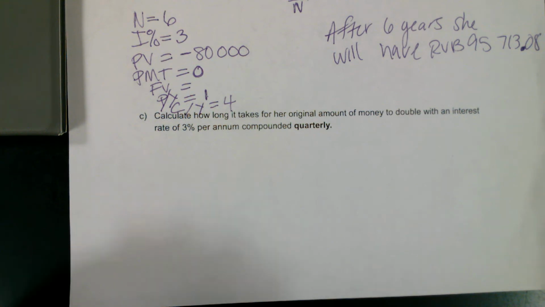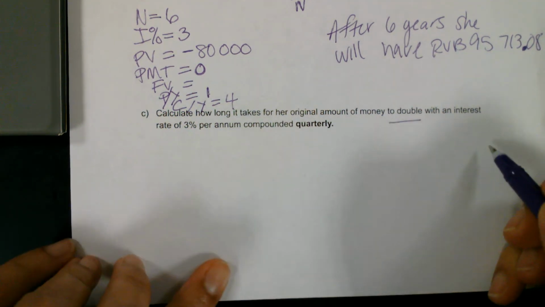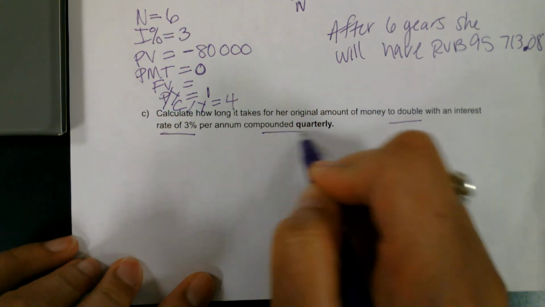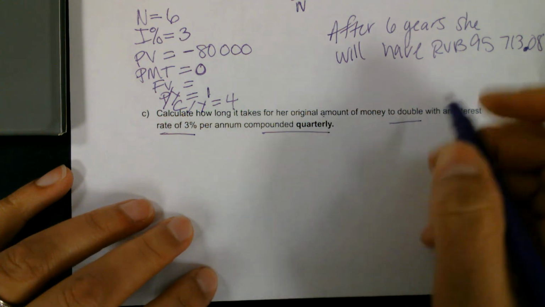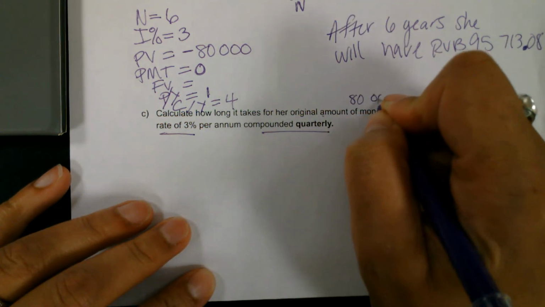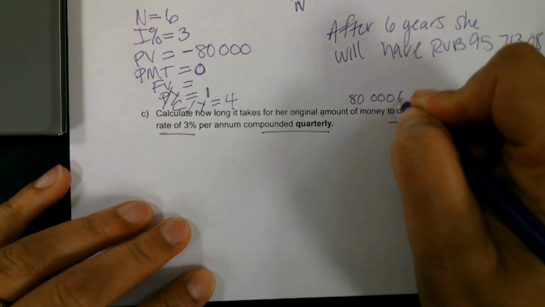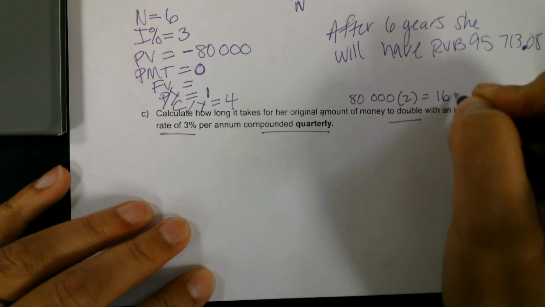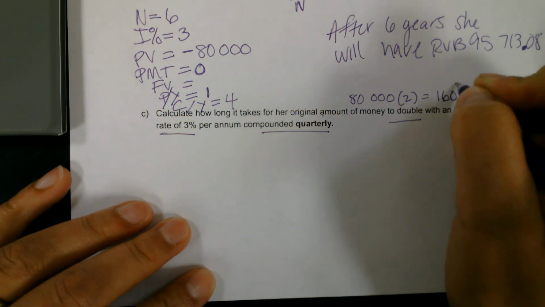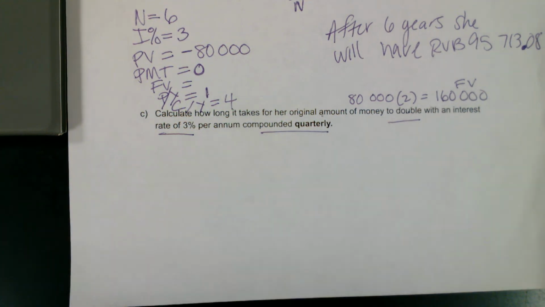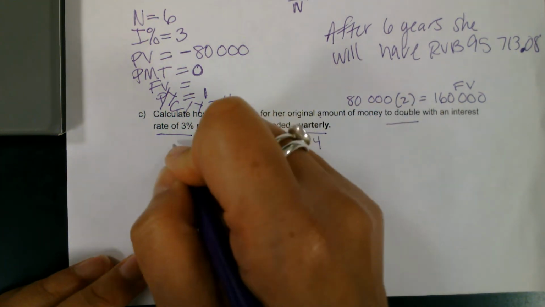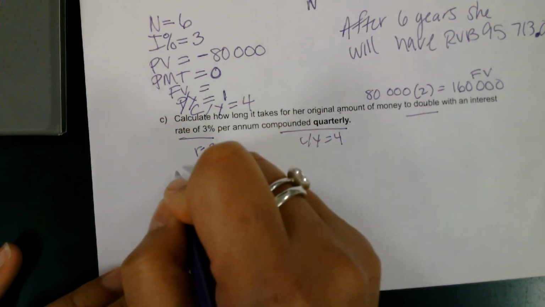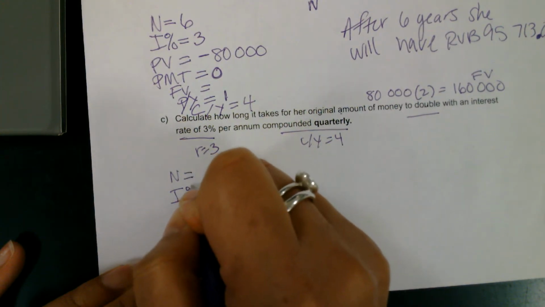Calculate how long it takes for her original amount of money to double with an interest rate of 3%, and we're still compounding quarterly. So first, her money to double. So remember, she put 80,000 in, and we want it to double, so we're going to multiply it by 2. So we're looking for a future value of 160,000. We're compounding quarterly, so CY is 4. Our rate is 3. Let's start our menu. You see where I'm going with this.